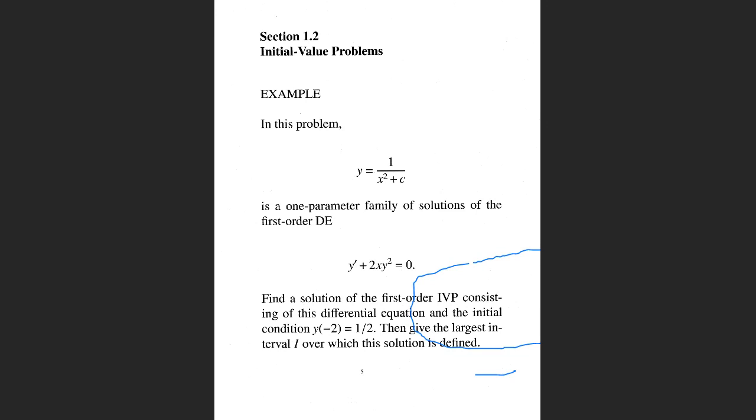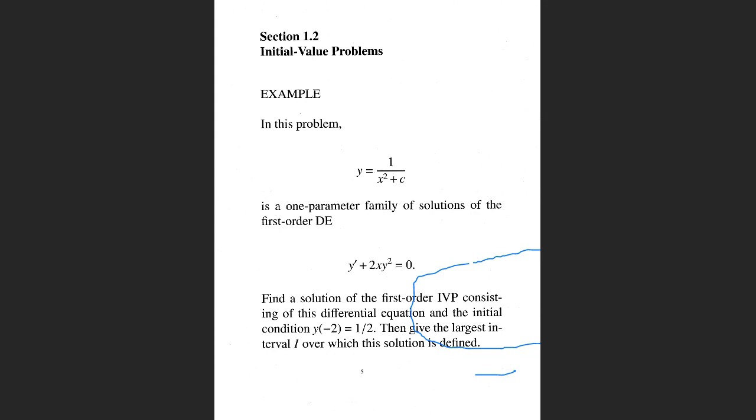But what we want to do now is add a condition to the differential equation. And when we do that, we get what's called an IVP. IVP stands for initial value problem. That's an abbreviation for initial value problem.